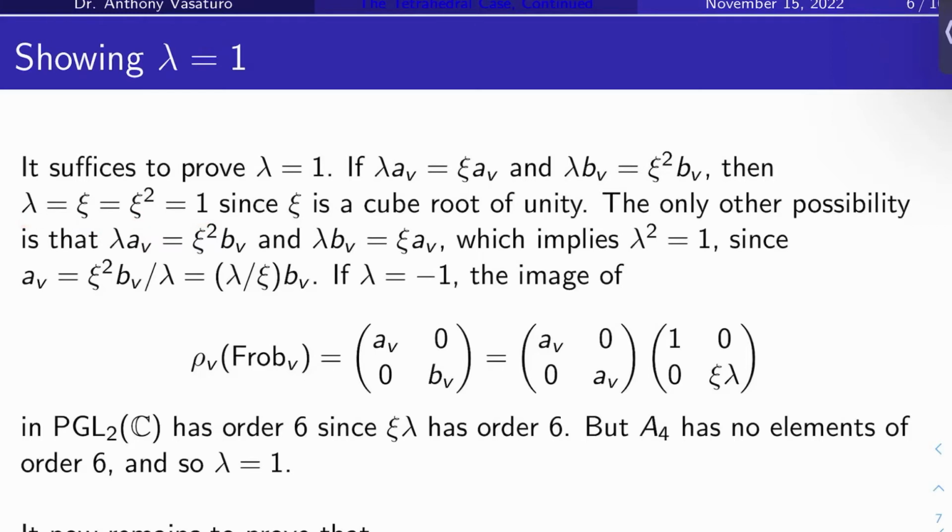Great. How about the other possibility, where lambda a_v was c squared b_v and lambda b_v was c a_v? I claim that immediately implies lambda squared is 1.